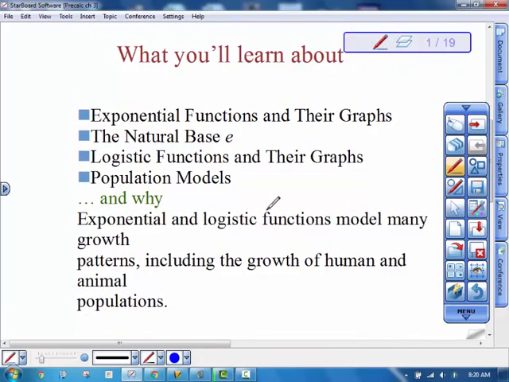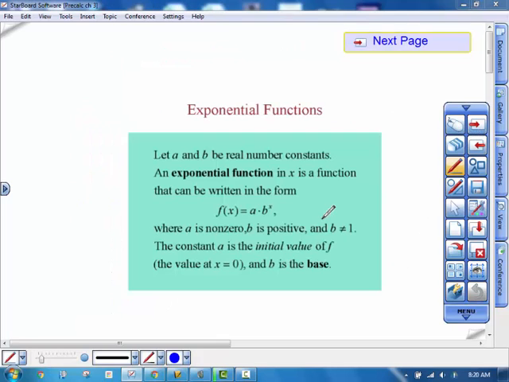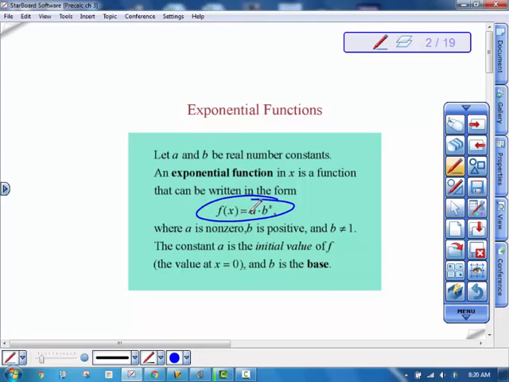Okay, so you'll learn about exponential functions and their graphs, the natural number e, some logistics, and some real-world population models. These do exist in the real world, including populations and other applications in finance as well. We'll see. So exponential functions have this form, y equals ab to the x. That's on our formula sheet. That's really important. That's the most basic form.